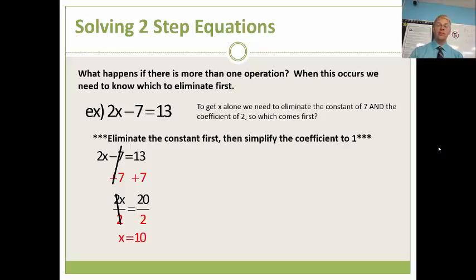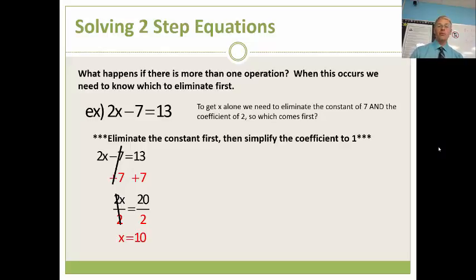So as we look at this equation, you can see first I'm going to eliminate the constant by taking the additive inverse of -7, which is +7, and adding that to both sides. Then I'm going to cancel out the coefficient of 2, which is being multiplied by x, by dividing by 2 on each side and getting x equals 10.